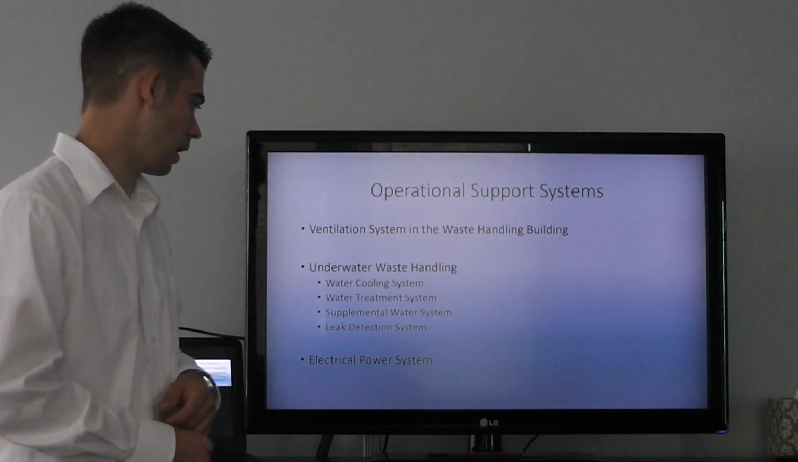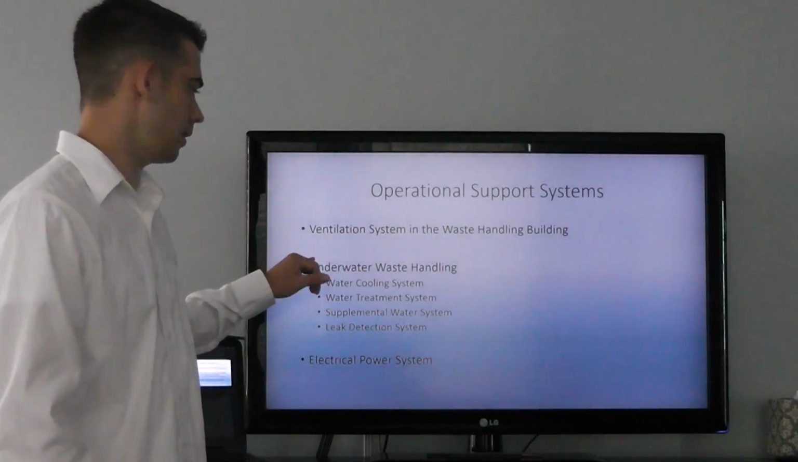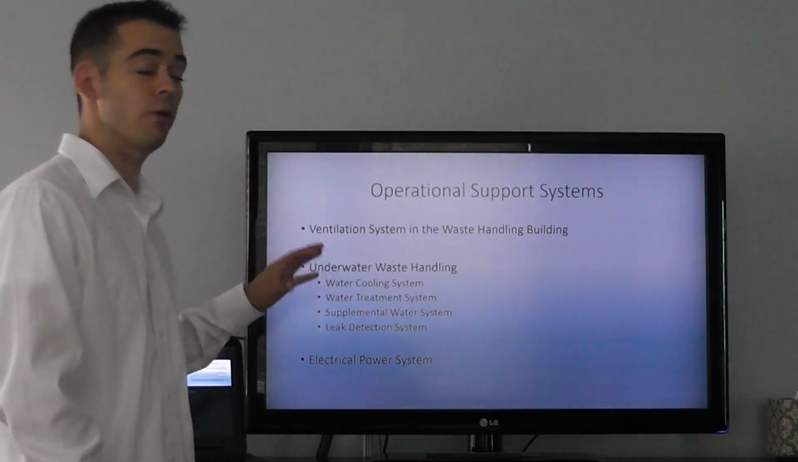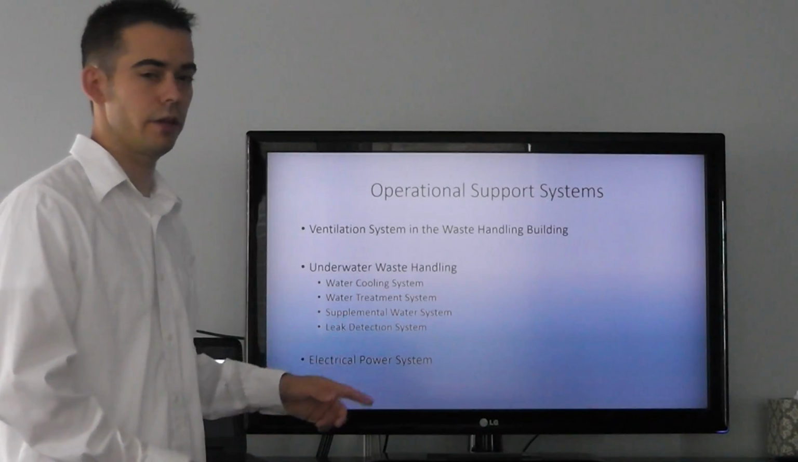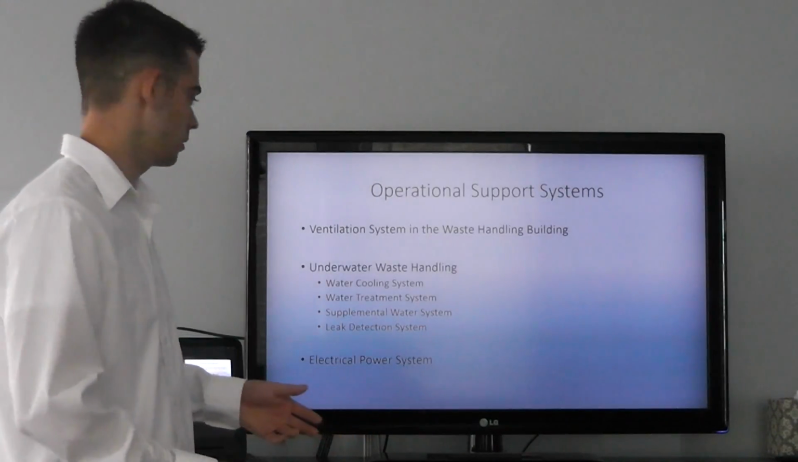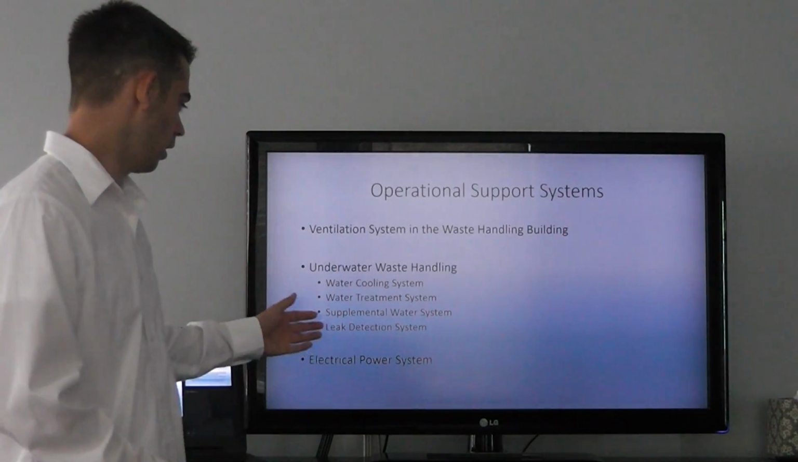Backing up to the water treatment system, it actually pumps all the water from all the pools through every 72 hours. Just something to note there.